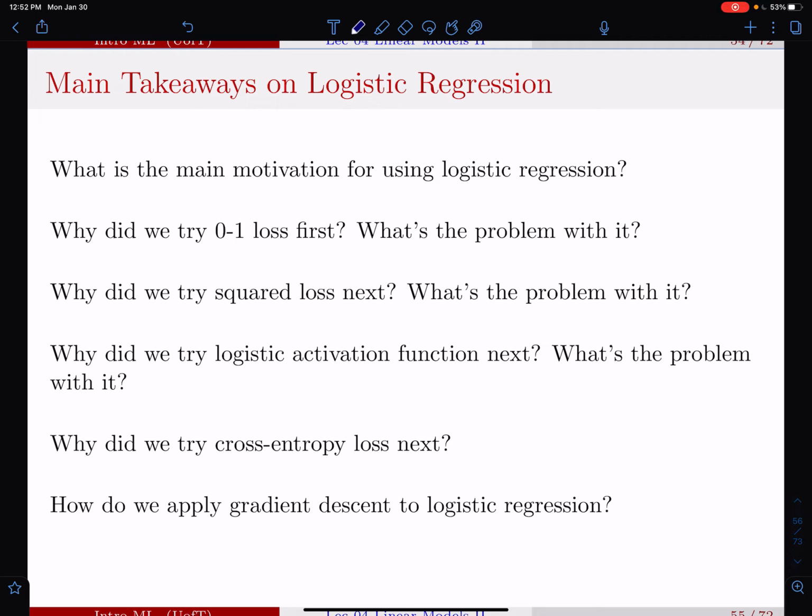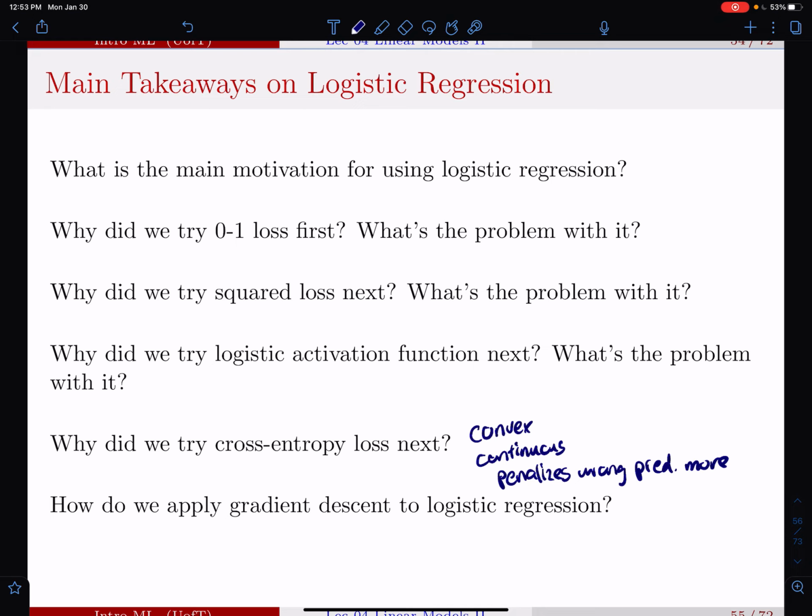Why did we try cross-entropy loss next? Yeah, I guess that's the step that we sort of pulled out of thin air a little bit. There's different potential loss functions you can choose, but in general we want a loss function that's convex and continuous and penalizes wrong predictions more. Cross entropy is a loss that does all of this, and the generalization to the multi-class problem follows really naturally from the cross entropy loss.